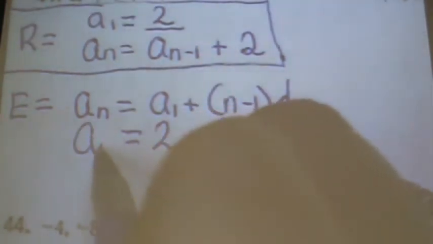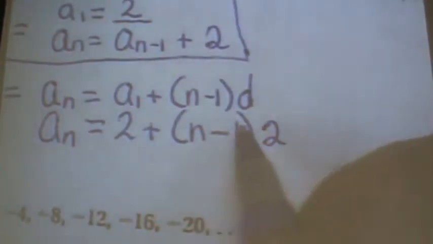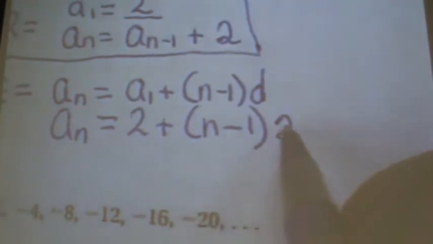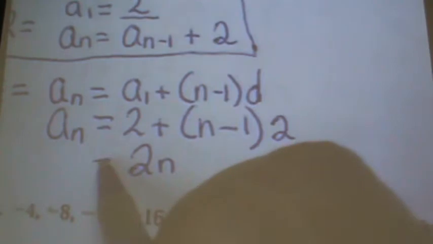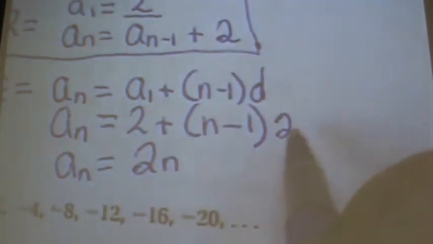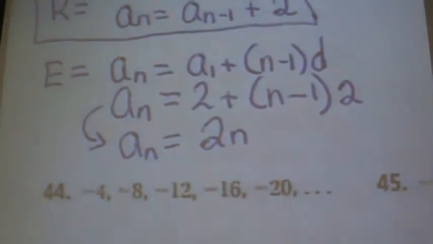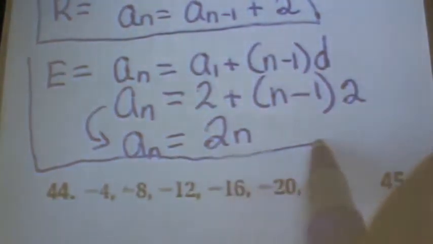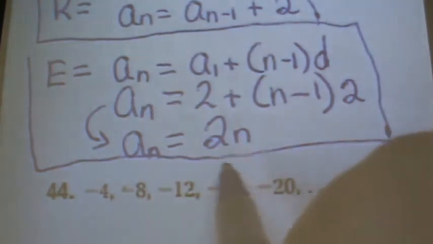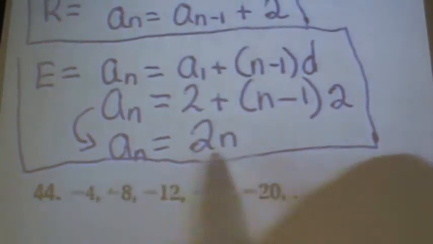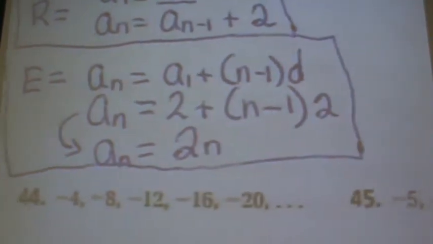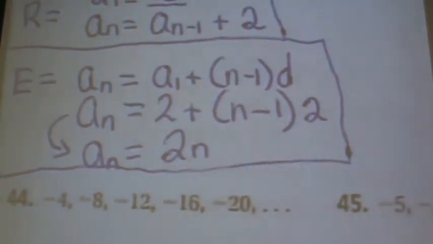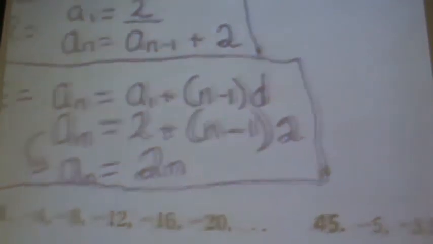Now, I want you to be able to multiply this out and add like terms. So 2n minus 2 plus 2 is just 2n. So you could simplify this formula to a sub n is equal to 2n. Why is this such a great formula? Because I could jump and tell you what the 100th term is. It'd be 2 times 100, which is 200. I don't have to know the 99th term to get the 100th term. Next.